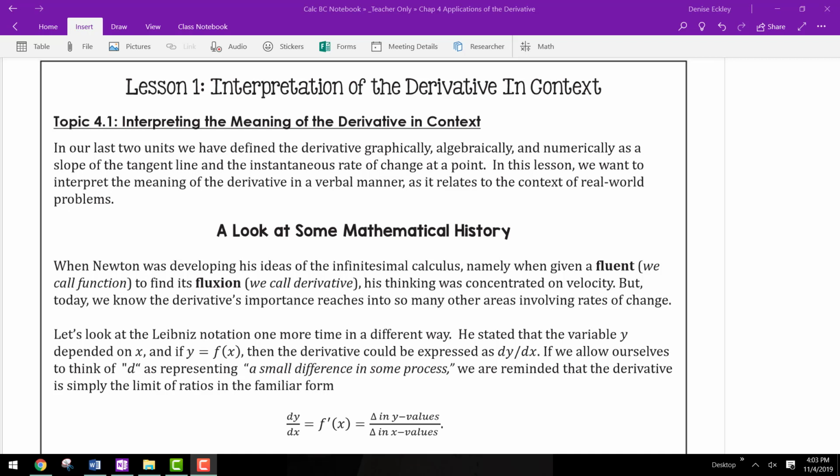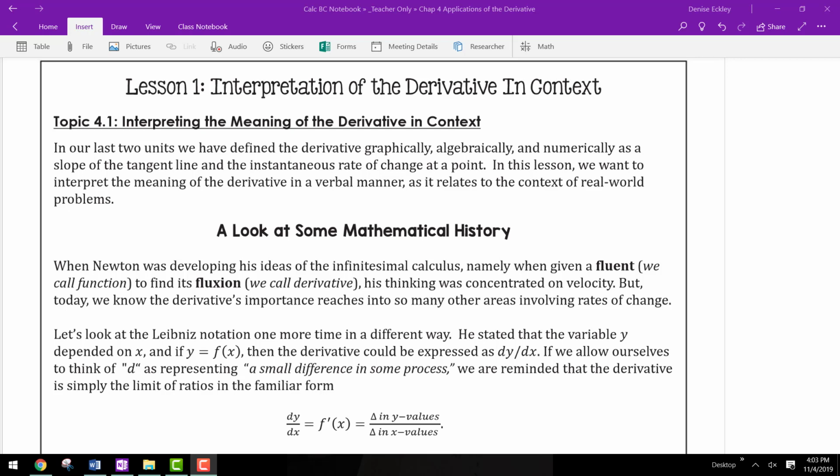This is Lesson 1 of Unit 4, Part 1, Interpretation of the Derivative in Context. So we are going to talk about related rates and contextual applications of derivatives in this unit. We're going to start with some things that should be familiar to us from what we've been doing earlier in the year. We're going to talk about being able to interpret the meaning of the derivative in a verbal way so that we can answer AP questions that ask us to explain what the meaning of the answer is. So that's the purpose of this lesson.